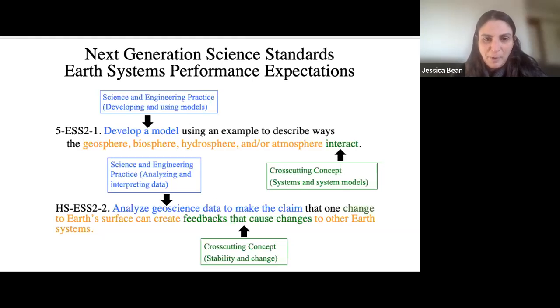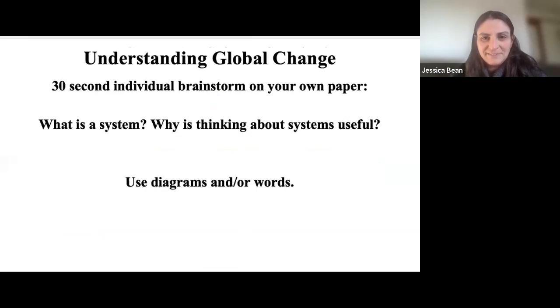So I just want to pose the question to you really quickly. 30 seconds, brainstorm on your own paper. What is a system? And why is thinking about systems useful? Why would we take this approach in the work that we're doing? So feel free to sketch a diagram or use words and arrows or whatever to express your ideas. So I'll just give you a few more seconds to do that.